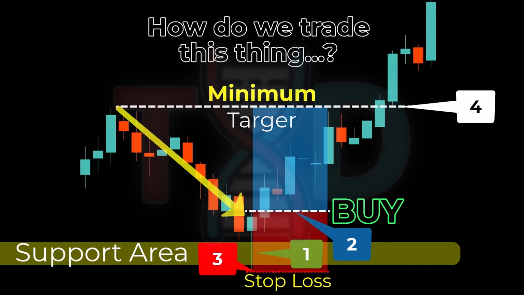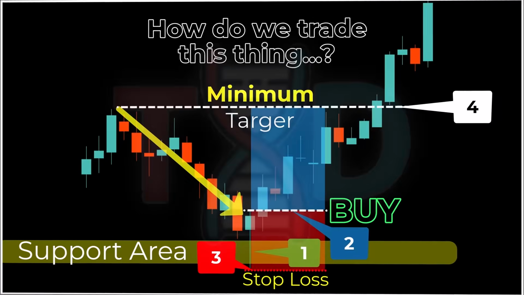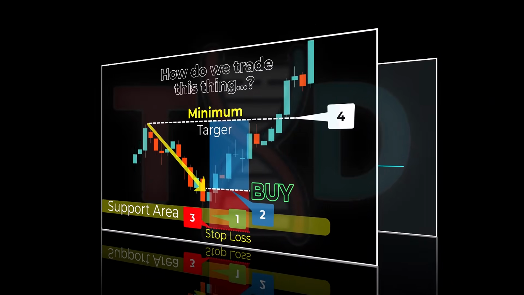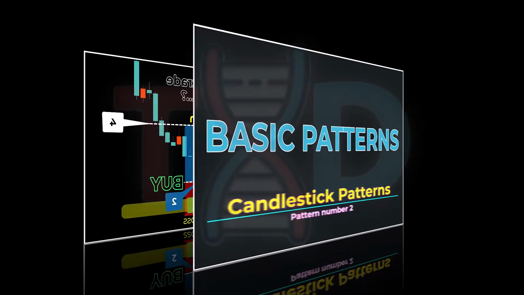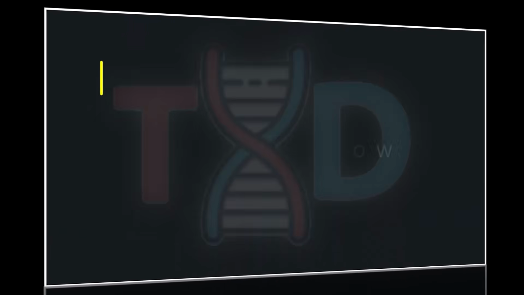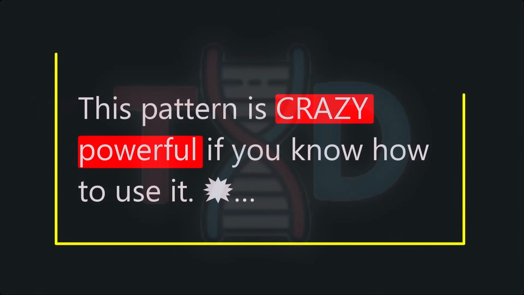For now, remember, the bullish pin bar is your go-to pattern for spotting when the buyers are stepping up and possibly flipping the market in your favor. Let's move on to the next pattern. It gets even better from here. The bearish pin bar, and this one is crazy powerful if you know how to use it.